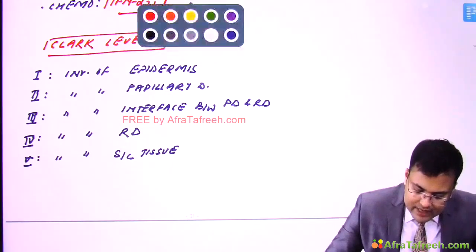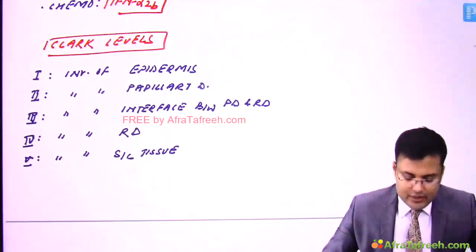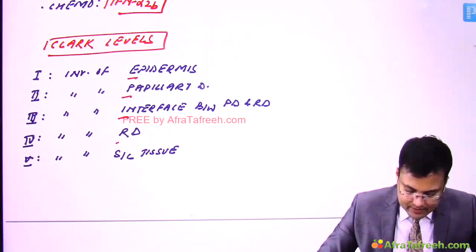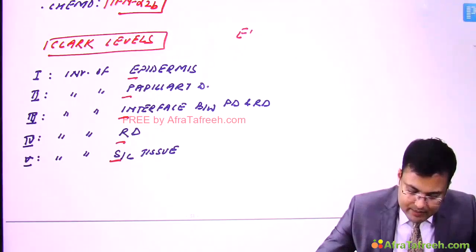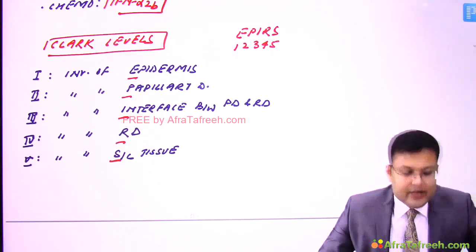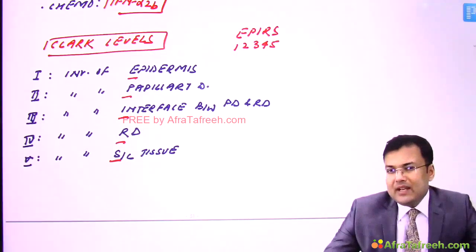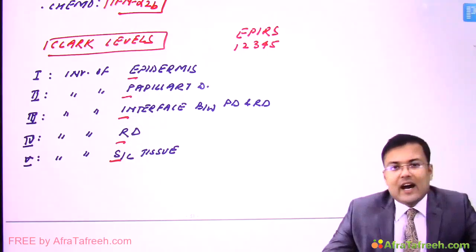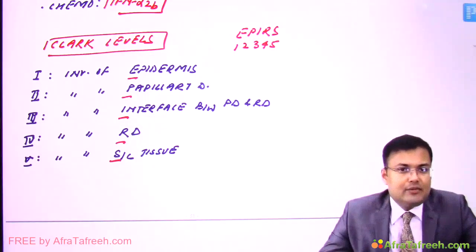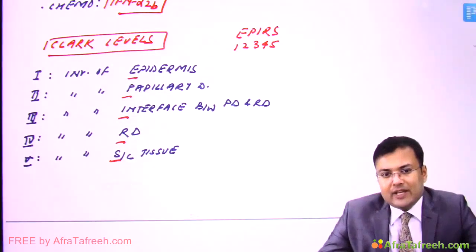Clear? So this is very easy to remember. What is the mnemonic? You can see APPEARS. So how to remember? E means epidermis, P means papillary dermis, I means interface, R means reticular dermis, S means subcutaneous tissue. So you can easily mark the correct answer by this mnemonic.